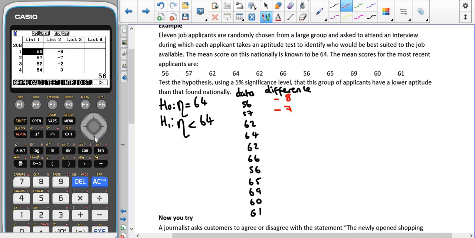Sorry, I forgot to just double check that I've entered all them in correctly. I think I have 62, 64, 62, 66, 56, 65, 69, 60, 61, yes. And then my differences are all in my list 2 now.